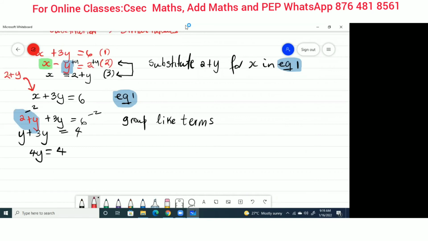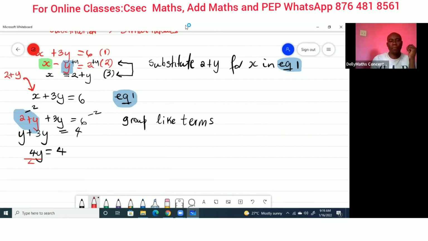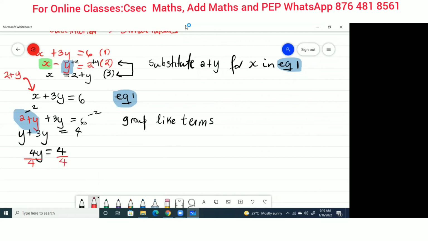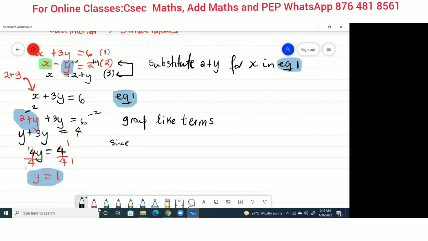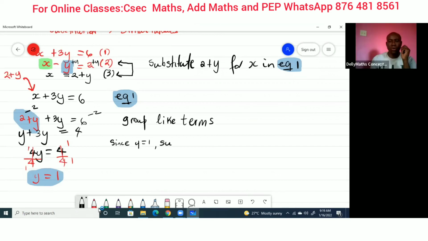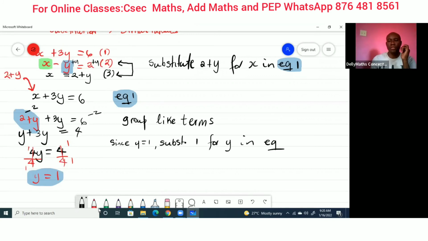And then what we intend to do now is divide both sides by 4. So now you could see that we're getting 1, right? Getting 1. So y is equal to 1. We can now substitute 1 for y. And we could do it now in equation 3.